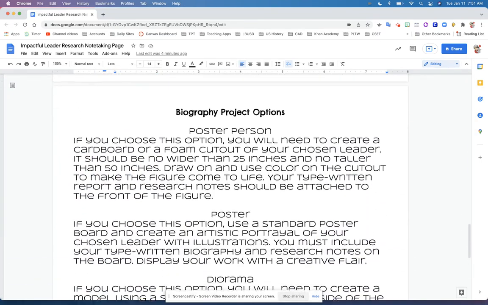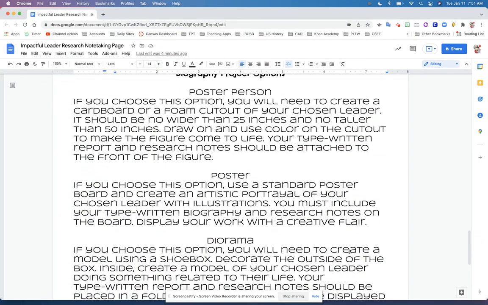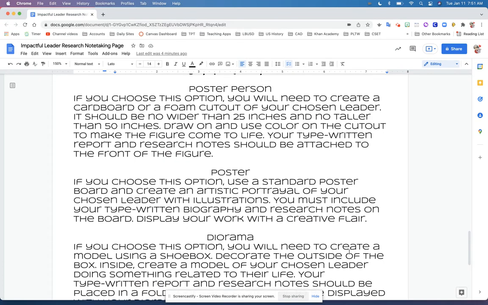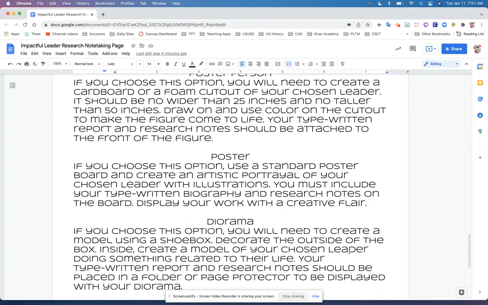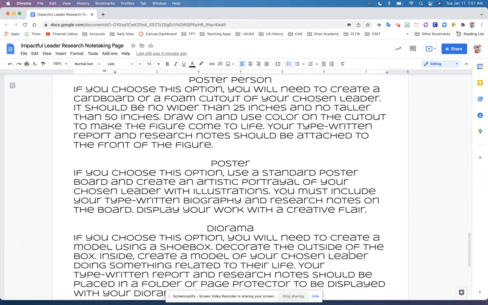Underneath that are the biography project options. So the first three, a poster person, an actual poster, and a diorama, those are for those of you who are a little bit more hands-on and creative. Don't choose any of these options if creativity just really isn't your thing.